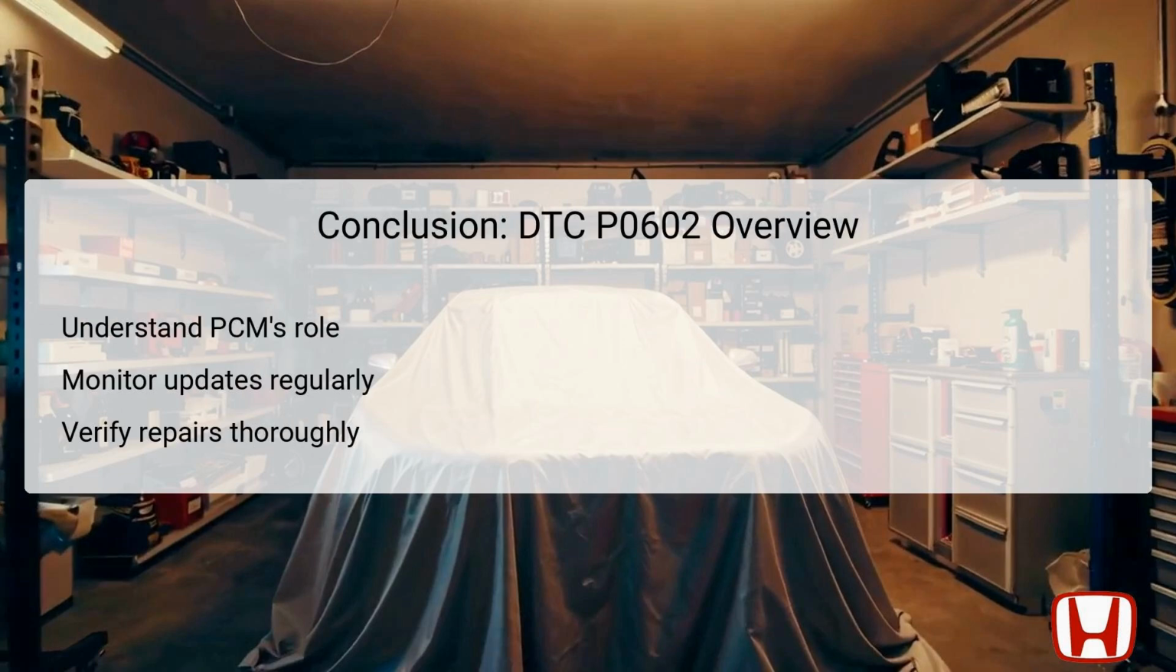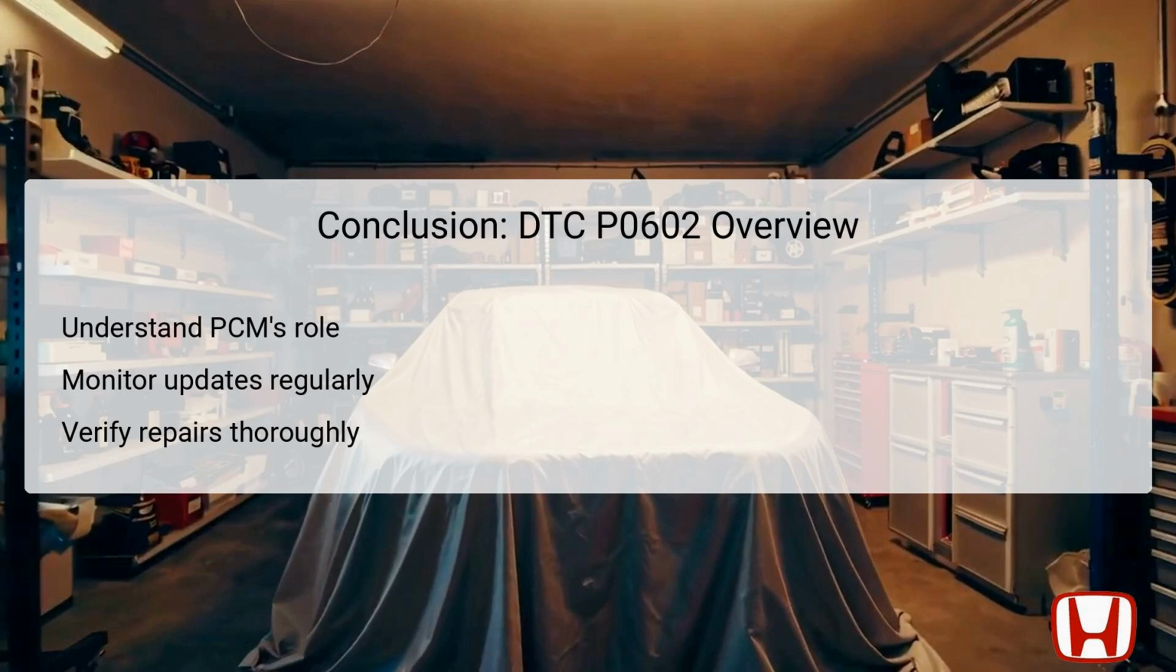In conclusion, understanding DTC P0602 is essential for maintaining the performance and reliability of the Honda Accord 2012 to 2017 models. The Powertrain Control Module plays a critical role in engine operations, and interruptions during programming can lead to significant issues, as highlighted by this error code.